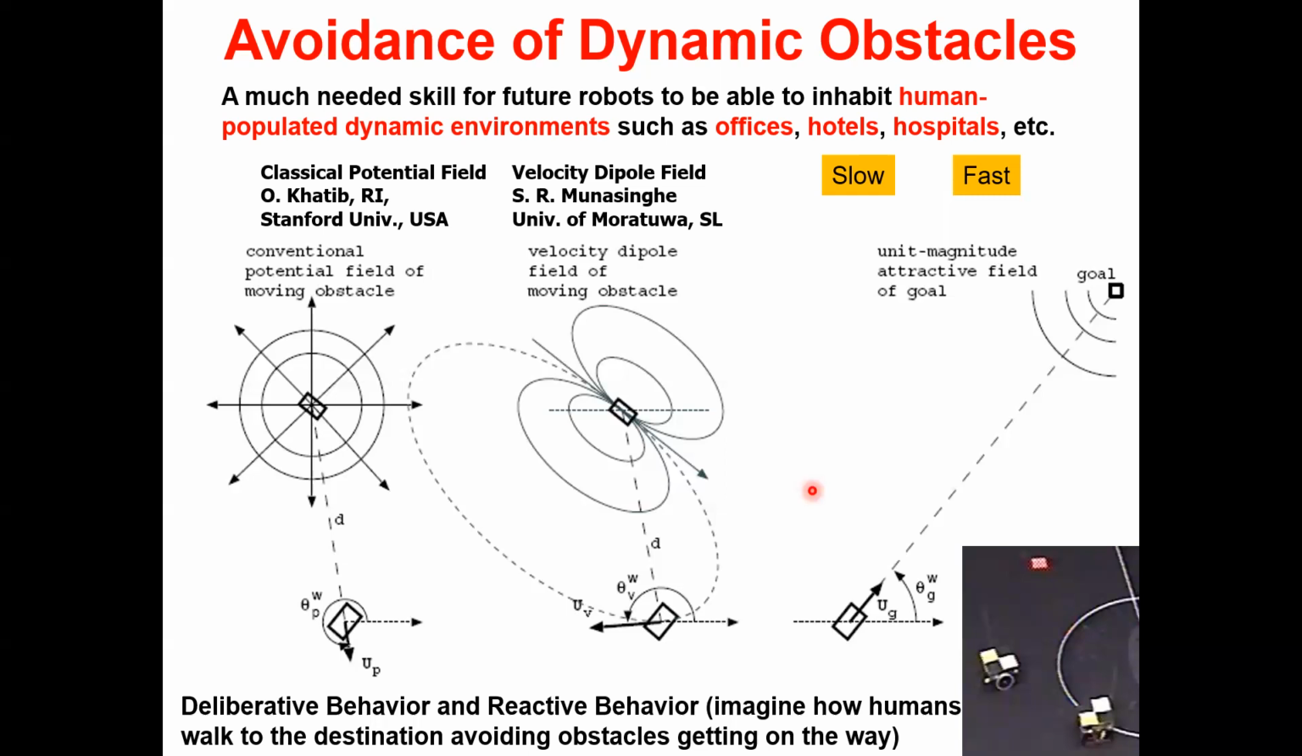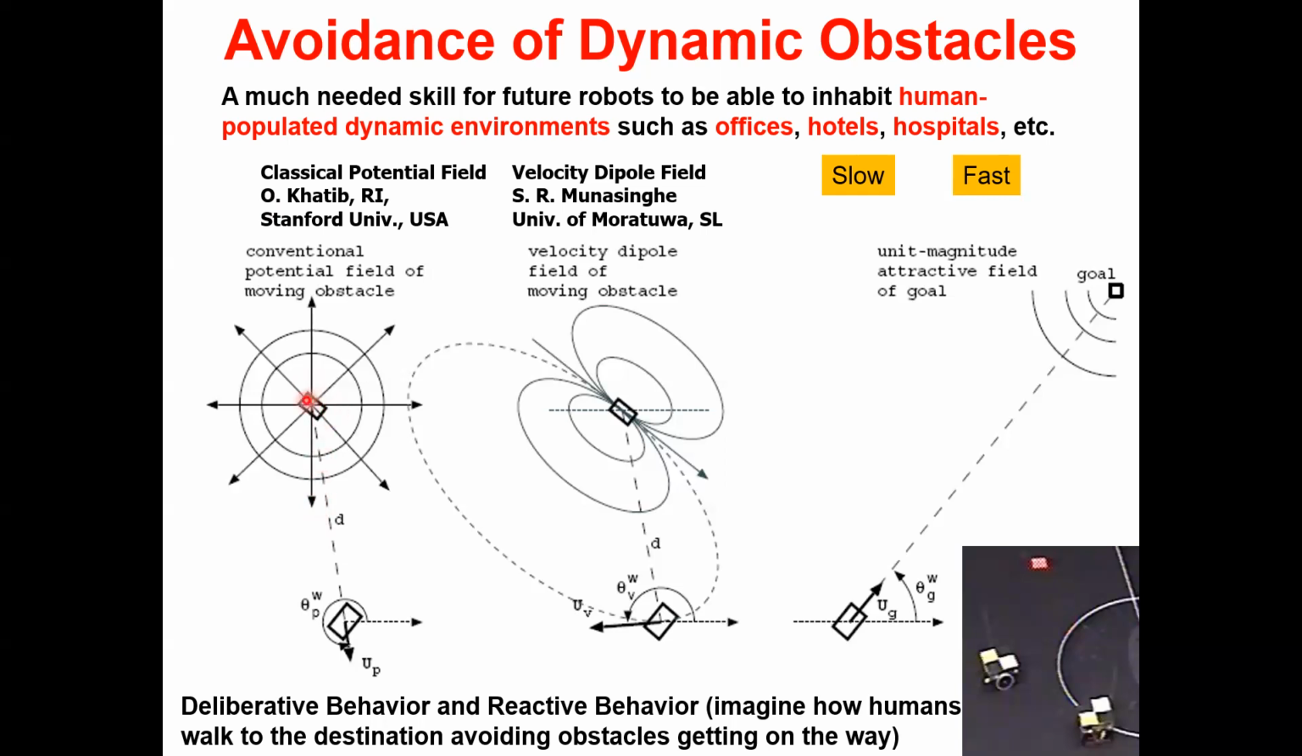So I'm going to show you something we did, again not very recently, sometime back with the Stanford University Robotics Institute, Professor Khatib. There was a very famous obstacle avoidance algorithm developed by Professor Khatib at Stanford. It is basically creating an artificial potential field around the obstacle.